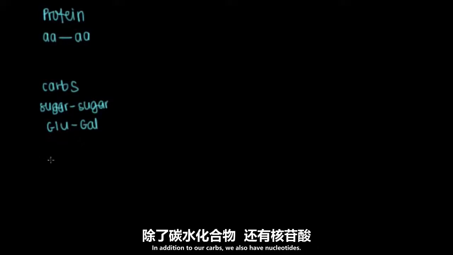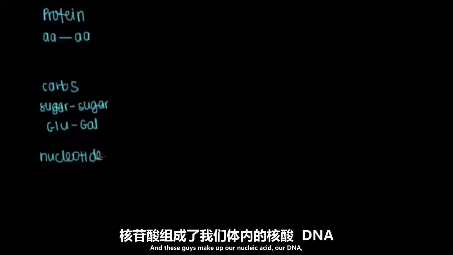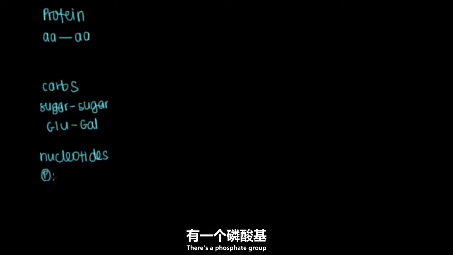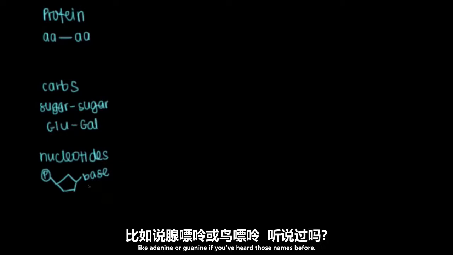In addition to our carbs, we also have nucleotides, and these guys make up our nucleic acid, our DNA, and they're composed of 3 major parts. There's a phosphate group that sits on a ribose sugar that I'm drawing here, this little pentagon, and then right here you're going to have a base that's present. And this base is the coding part of your DNA, like adenine or guanine, if you've heard those names before.